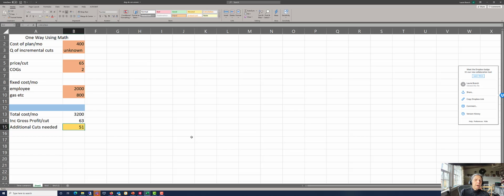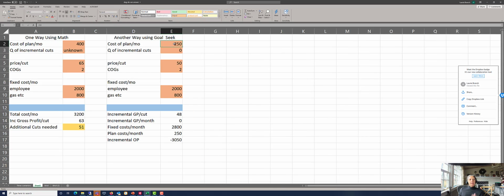So that's my favorite part about building a really good Excel spreadsheet. If you do it right, it works for you over and over and over again. So that's how we did that part. Now let me show you how to do it in Goal Seek. And I hid this part so as not to distract you. So I'm going to unhide it. All right. This is another way using Goal Seek.